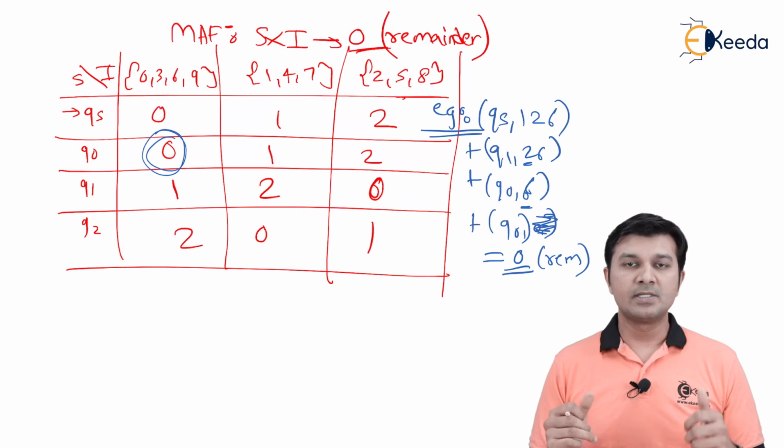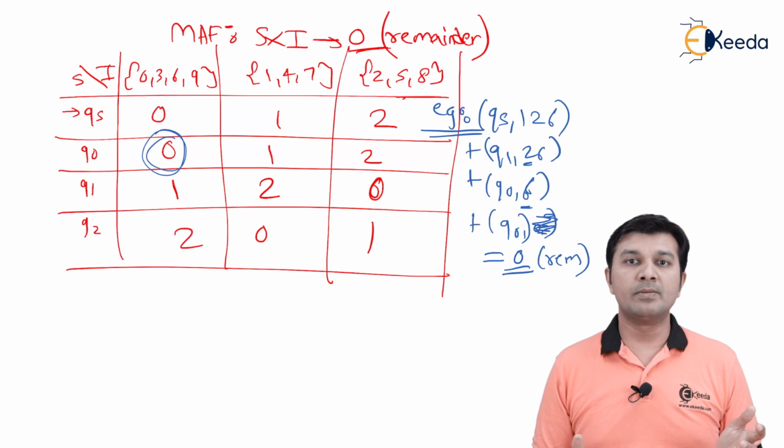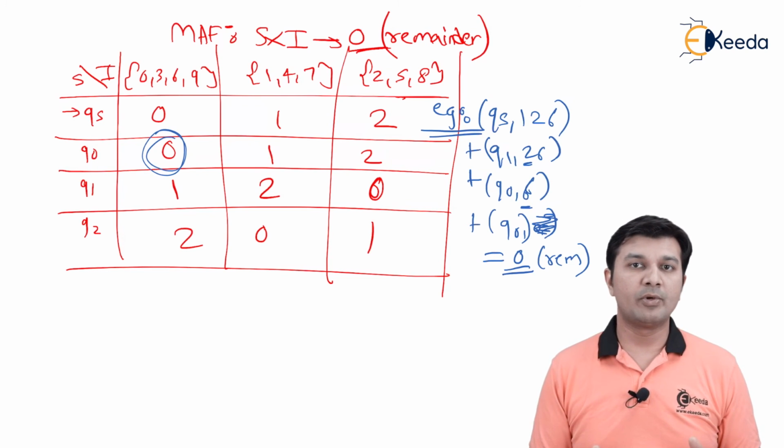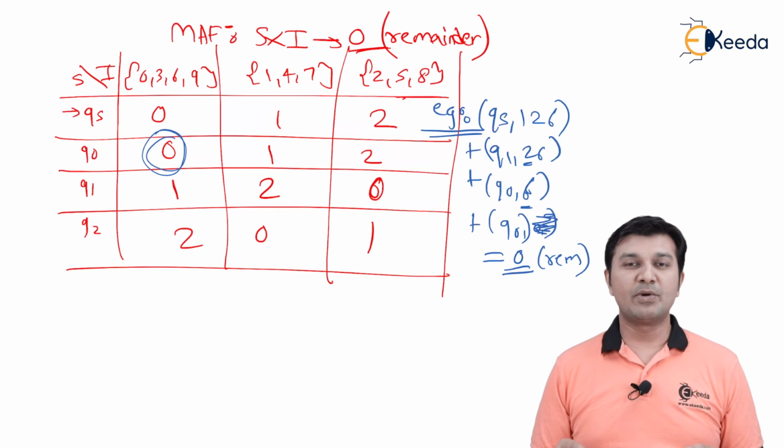Clear with this? Similarly, you can solve n number of problems and confirm that you are getting the perfect remainders. So that completes our type 3 problems. See you in the next session. Thank you.